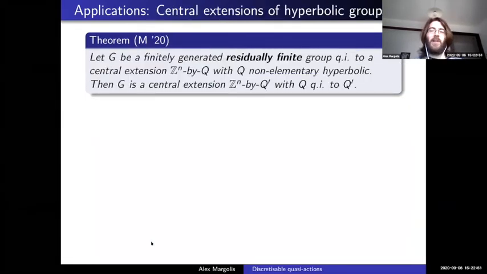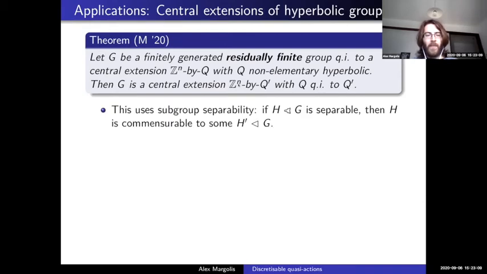And we can actually generalize this to more general central extensions, for higher rank free Abelian groups. So if the group is residually finite, then we get the result we expect. Any residually finite group quasi-isometric to a central extension is also a central extension. And a brief note on why residual finiteness is used. It's to do with subgroup separability and the fact that if H is a separable almost normal subgroup, then it's commensurable to some normal subgroup.